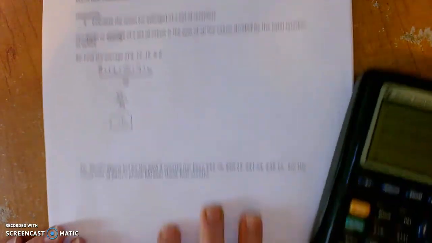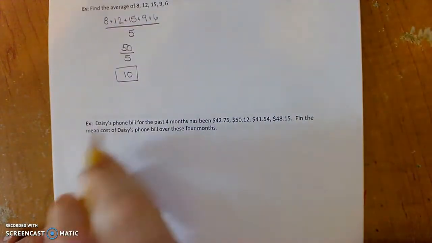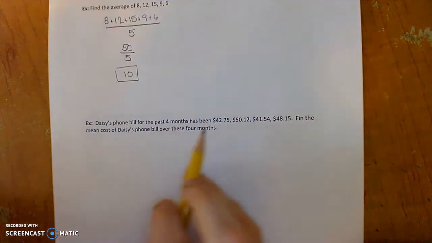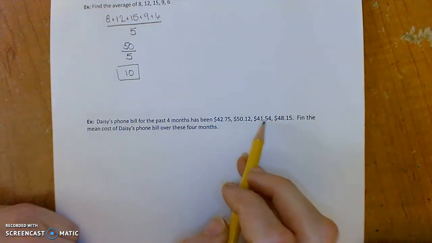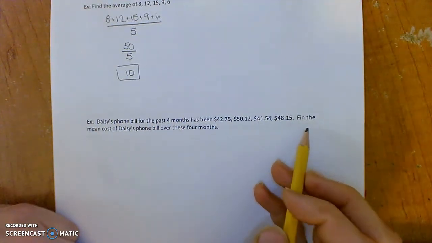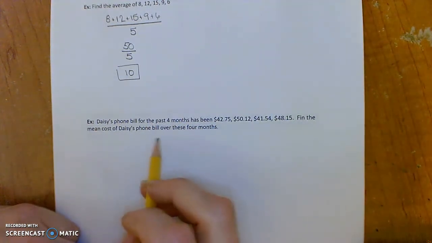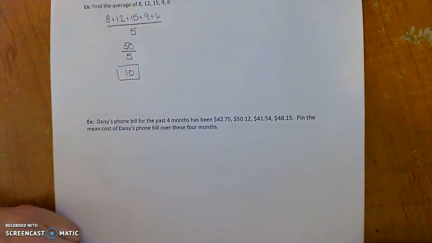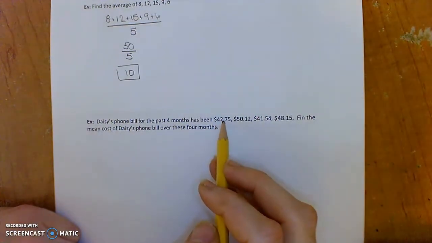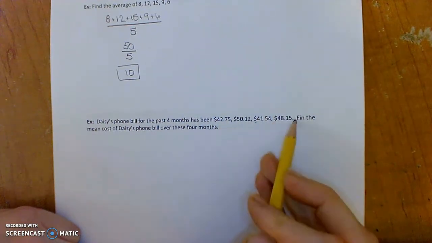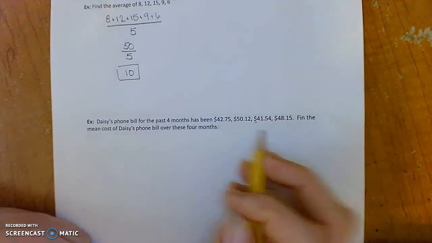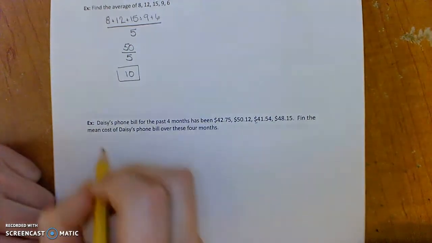All right. So let's go do another problem. Daisy's phone bill for the past 4 months has been $42.75, $50.12, $41.54, and $48.15. Find the mean cost of Daisy's phone bill over these past 4 months. So what we'll need to do is add up all these values and divide by 1, 2, 3, 4. Divide by those 4 months. So these ones I will do by hand.